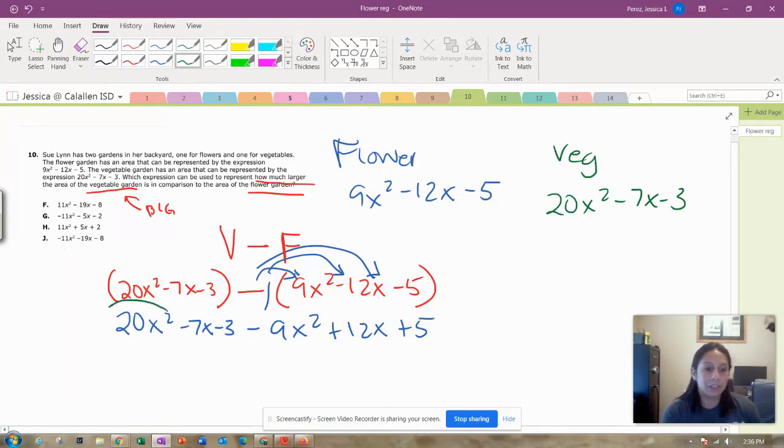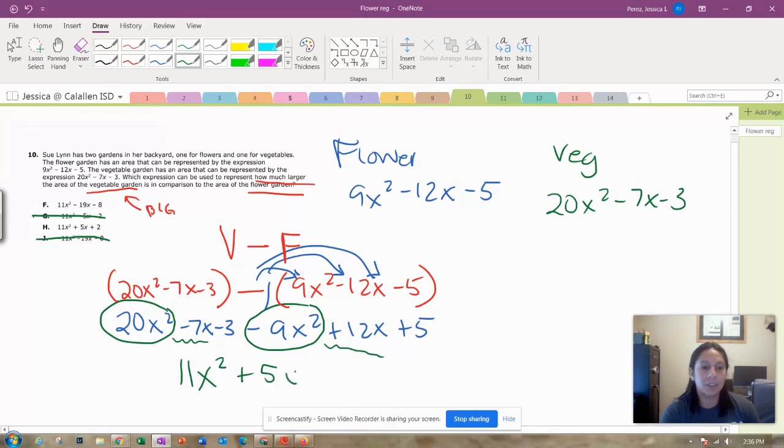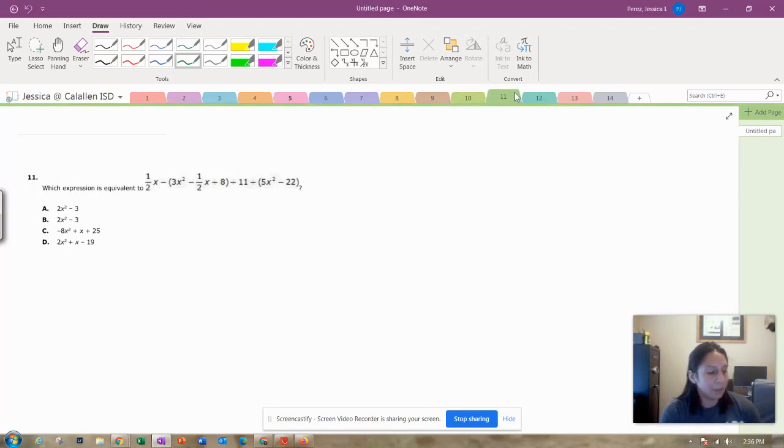So looking at my answer choices, they put all of the x squared in the front. So I'm going to put x squared here and x squared here together. So 20x squared minus 9x squared, that's 11x squared. So cross out G and J. Next, we have a negative 7x plus 12x. Well, that's plus 5x. And lastly, a negative 3 plus 5, that's a positive 2. So the answer has to be H.